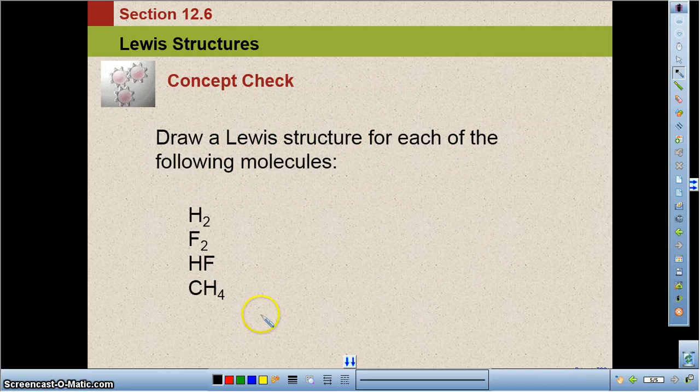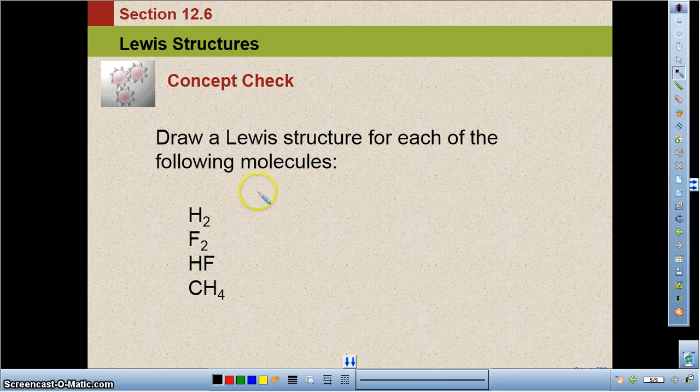This concept check is asking us to draw the correct Lewis structures for each of the following molecules. My suggestion as I go through this is, if you're confused, to watch how I do the first one and then maybe pause it and try the next 3, or to watch all of it, or just to pause it right now and try them on your own and then listen to the explanations. It's totally up to you. We're going to start with hydrogen.